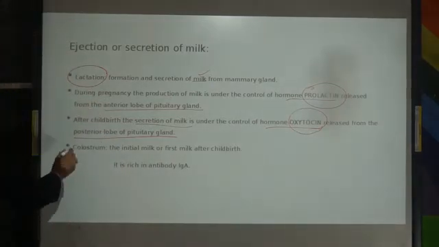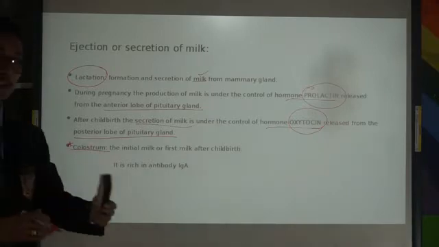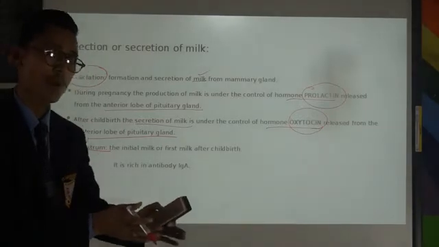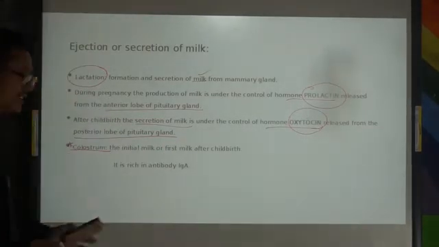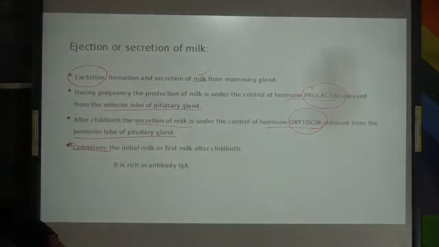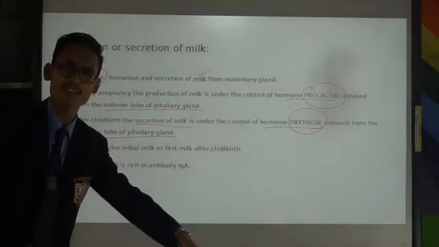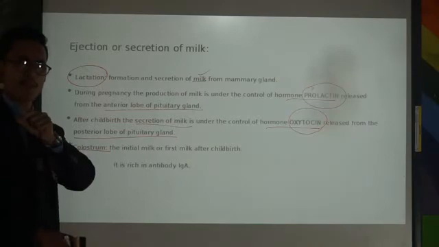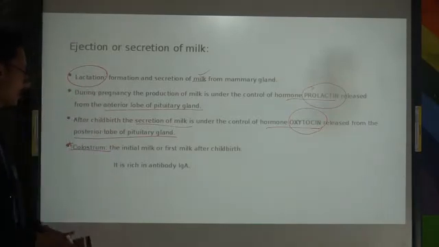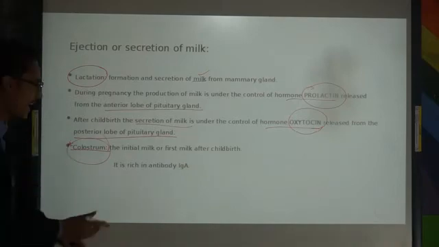Next one, the most important term, that is colostrum. C-O-L-O-S-T-R-U-M. Now what is colostrum and why is it important for the infant or the newly born child? Colostrum means the initial milk or the first milk which is secreted from the mammary gland after childbirth. The initial milk or the first formed milk which is produced from the mammary gland, that is called colostrum. And this colostrum is rich in antibody.